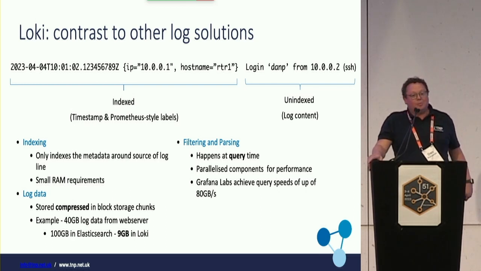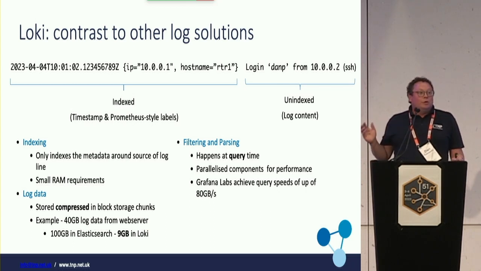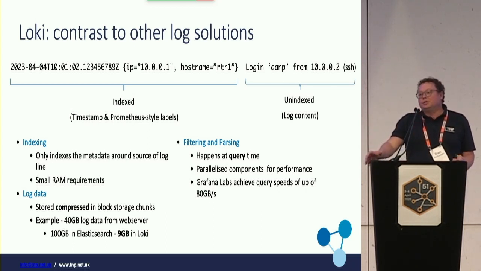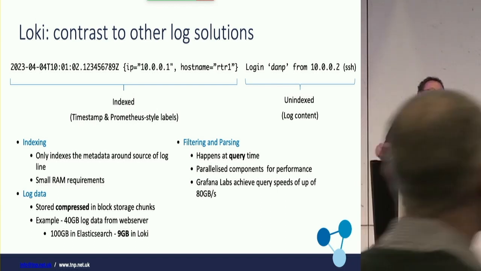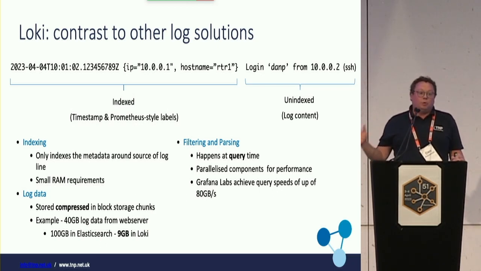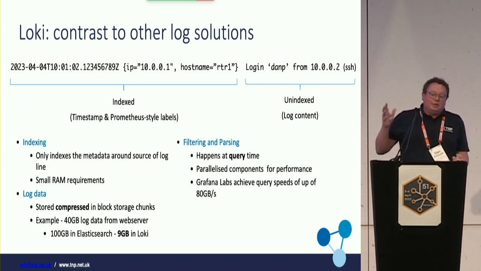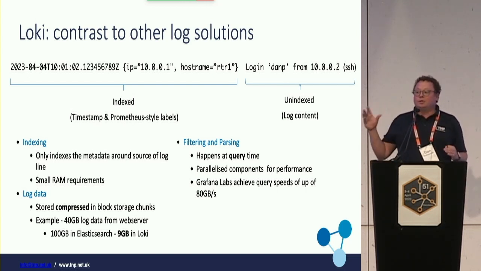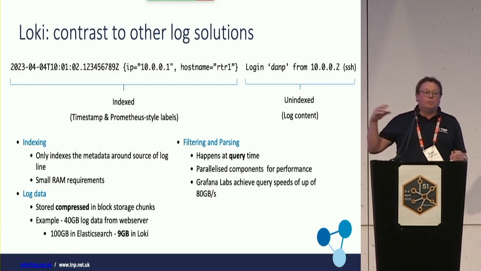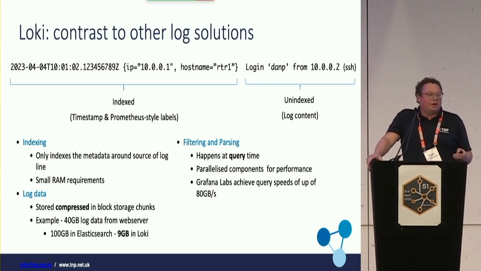But there's a reason why Elasticsearch and other solutions index on the content of the log, and that's because when you need to find the needle in the haystack, how do you look it up? So Loki's solution to this is to do distributed grep, is the best way of describing it. It splits the work up into lots of little chunks and throws compute resource at it. So filtering and parsing happens at query time rather than at log ingestion time. That also has some advantages in that you don't need to think too much about the content of the log data that you're indexing at the time when it's coming in, because that happens as it's going out. And Grafana get very good speeds with that.